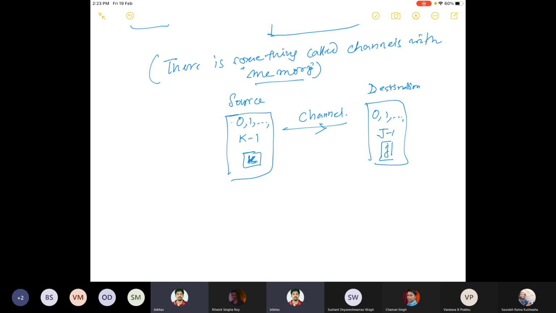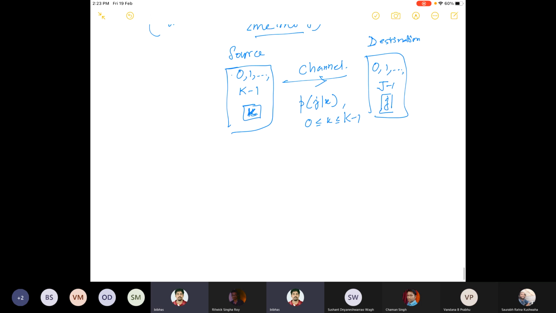And how is this channel specified? This is the probability of getting some j given some k, where k is equal to 0 up to k minus 1. This is how the channel is described. I'm just setting up the notations. So we always write small x bar; this is my input sequence. Let's say I'll write x1, x2.